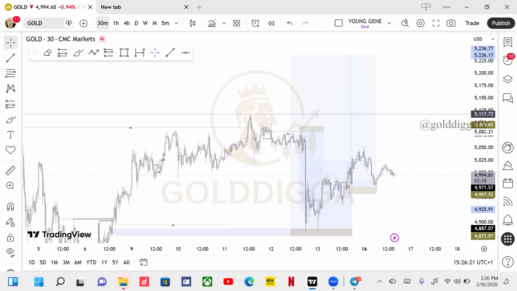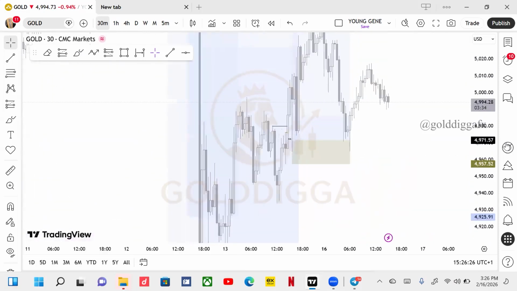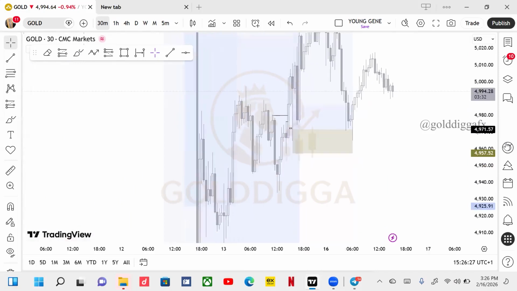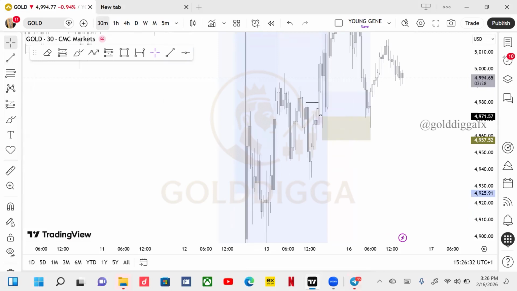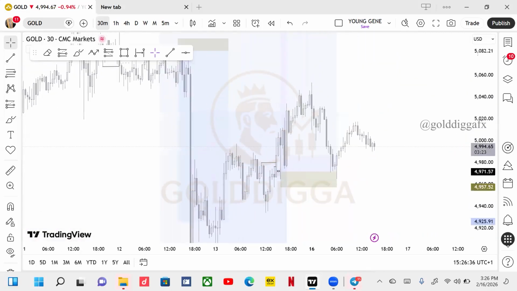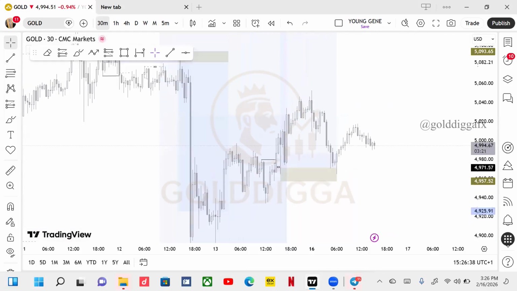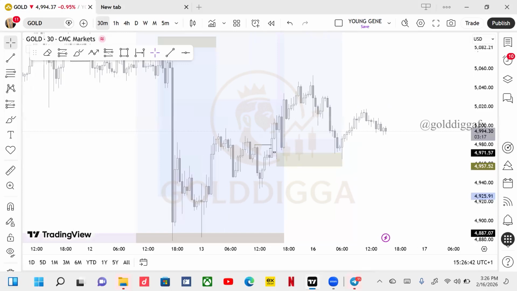So for now, I'm only focused on looking for buy entries, to keep on buying all the way to target. So just keep looking for entry models.